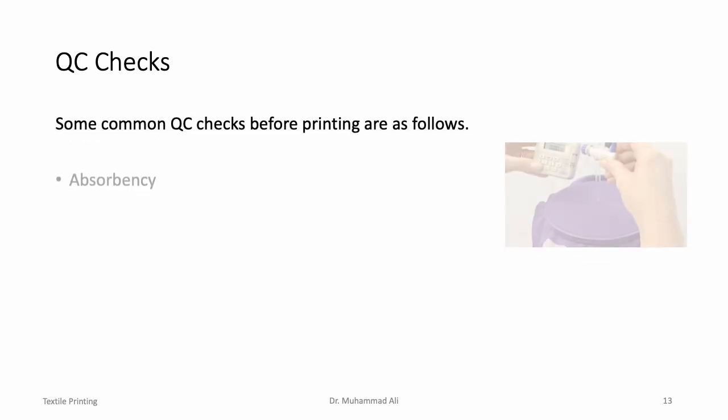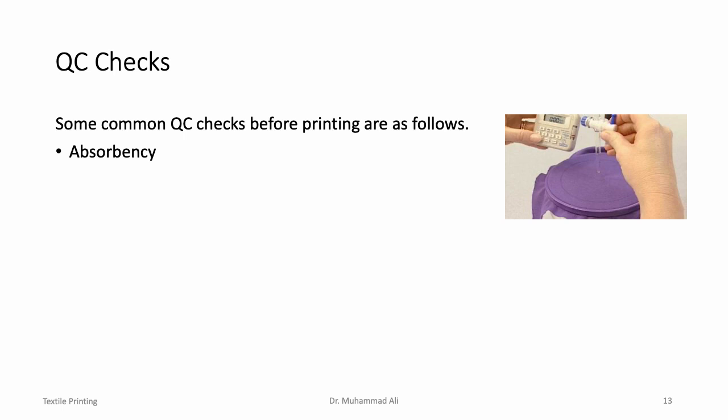Now let's discuss some quality control checks that we need to perform before a fabric is taken to printing. We need to test the absorbency of the fabric. For this, we use different standard test methods, for example, the AATCC test method 79 or any relevant test method from ISO or other methods. The selection of the test method depends on the practice of the printers, or sometimes the customer who has placed the order for a printed fabric will also specify the test method.